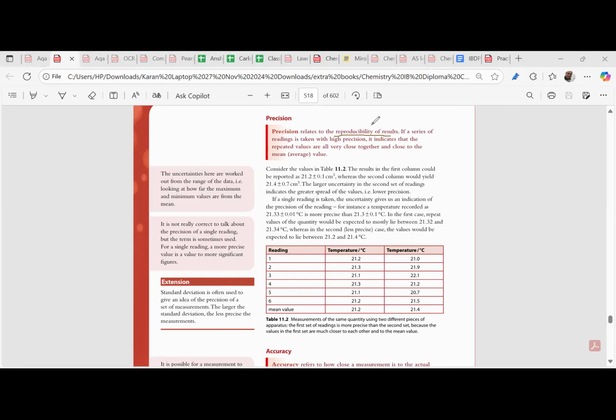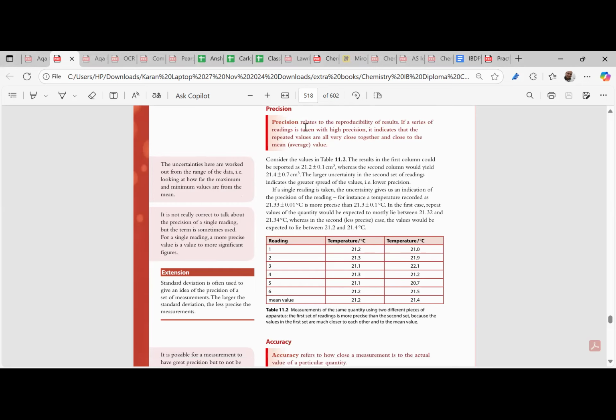So if you do a series of trials with high precision, the repeated values are very close to each other. Can you see this? These are the precise readings they are taking, and these are not precise readings. But what is accuracy? Accuracy is that if you have a literature value of the result, suppose the literature value of this result is 19.2.